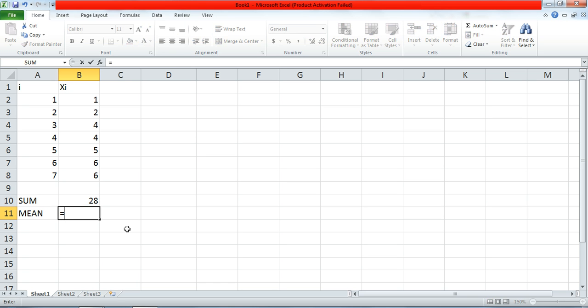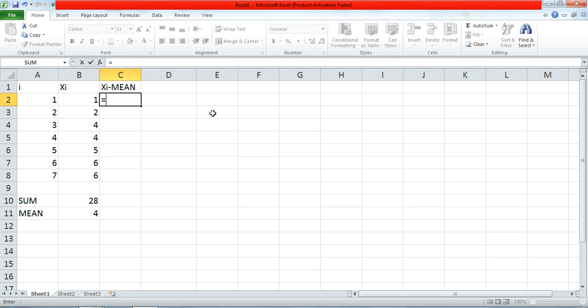Alright, so my mean, I could use the equals average, but I'll go ahead and do it manually, which is 28, that's B10, divided by 7. 7 is the number of data points, so that should give me this. Okay, and my third column, column C, is going to have the so-called deviation, which is going to be xi minus the mean.